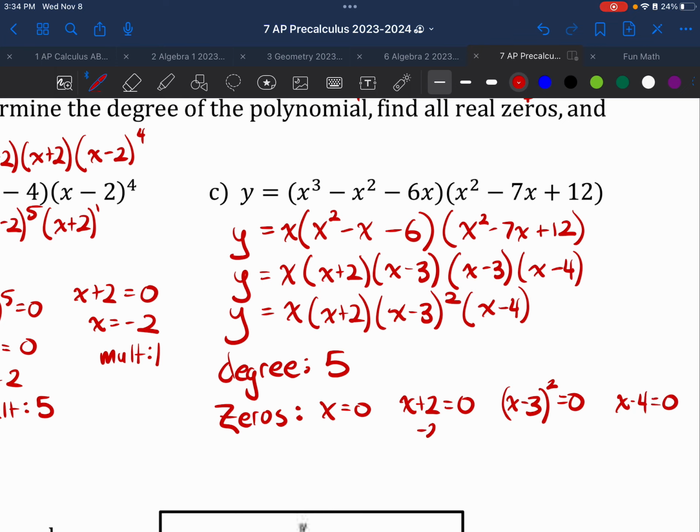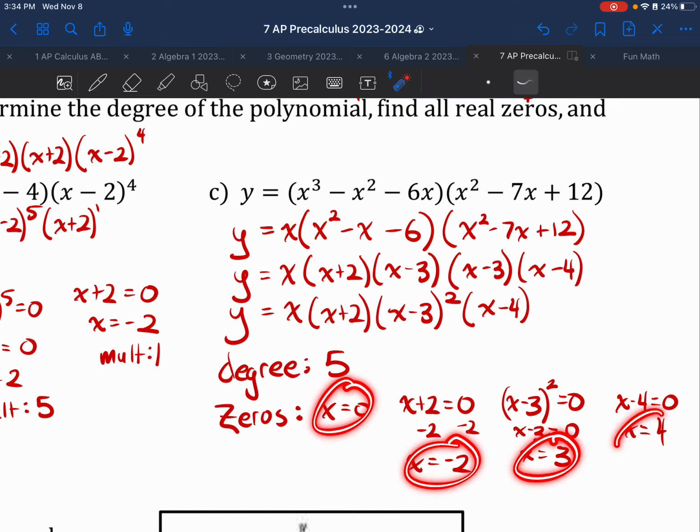So this one, subtract 2, and I get x is equal to -2. If I square root, I get x minus 3 is equal to 0, and then add 3, and I get x is equal to +3. Add 4 over here, and I get x is equal to 4, and I have all 4 of my zeros. I have 0, -2, +3, and +4.